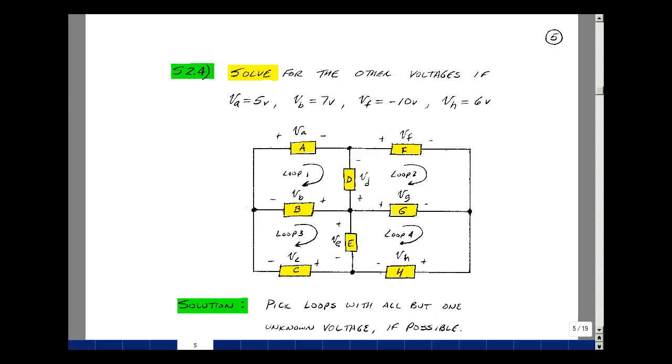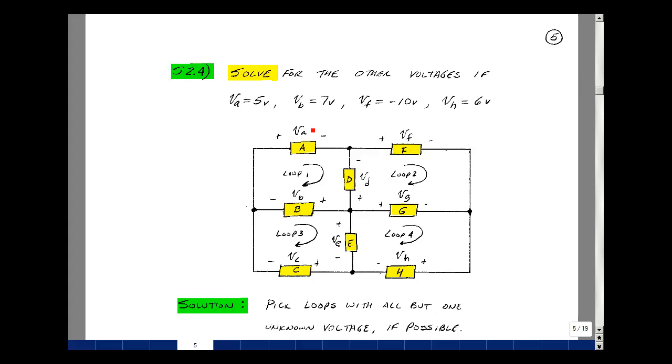This lesson deals with Supplemental Problem 2.4. You can find this problem in the course ebook in the Chapter 2 Supplemental Problems on page 5. Given this circuit where I've labeled loop 1, loop 2, loop 3, and loop 4, and labeled the voltages across all the elements, where I know 4 of these voltages, V sub A, V sub B, V sub F, and V sub H. Let's write down these values on the schematic.